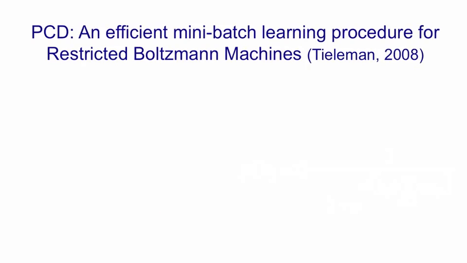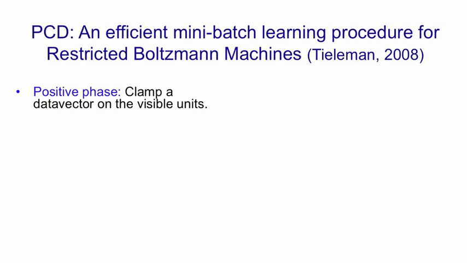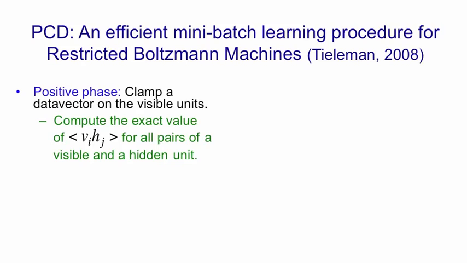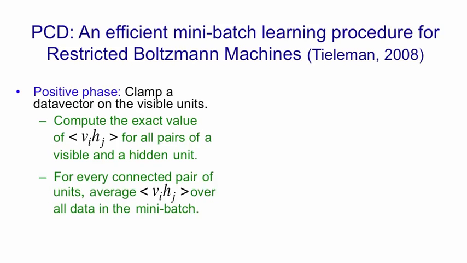If you want to make a good model of a set of binary vectors, then the right algorithm to use for a restricted Boltzmann machine is one introduced by Boltzmann in 2008, that's based on earlier work by Neal. In the positive phase, you clamp a data vector on the visible units. You then compute the exact value of the expectation VIHJ for all pairs of a visible and a hidden unit. And you can do that because VI is fixed and you can compute PJ exactly. And then for every connected pair of units, you average the expected value of VIHJ over all the data vectors in the mini-batch.